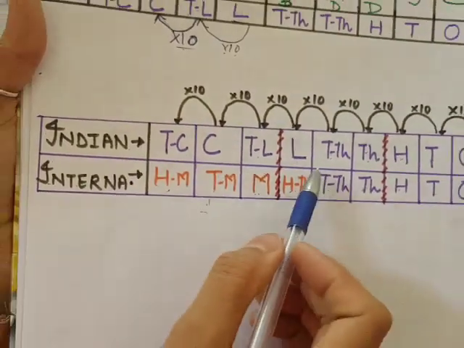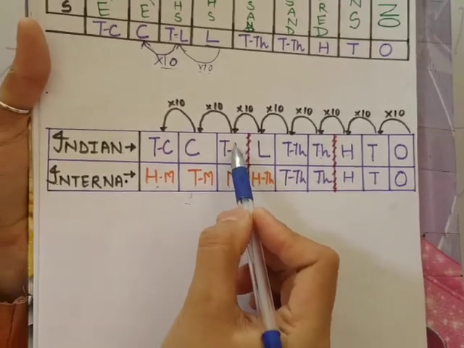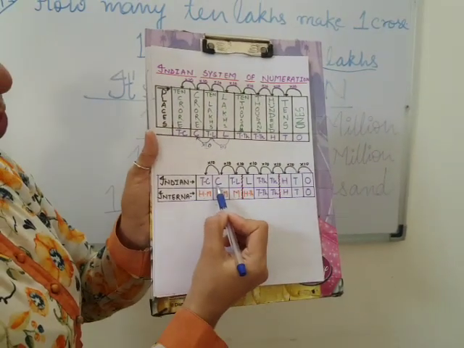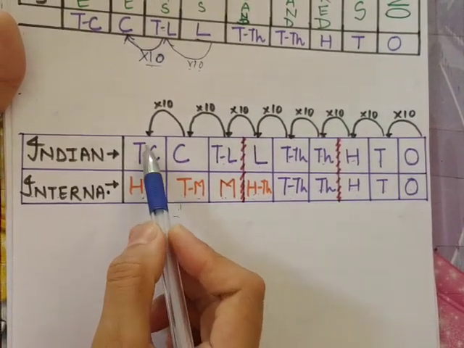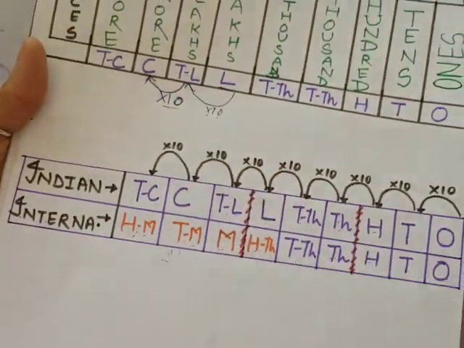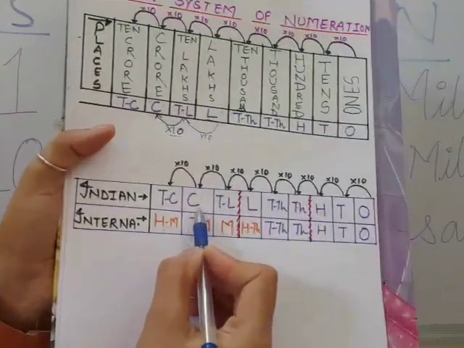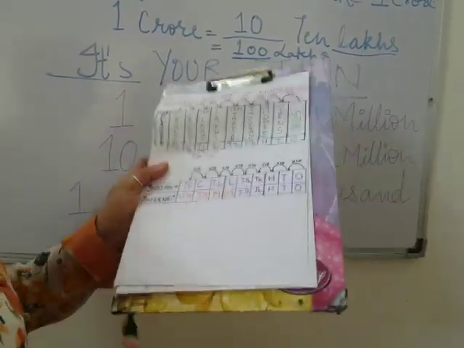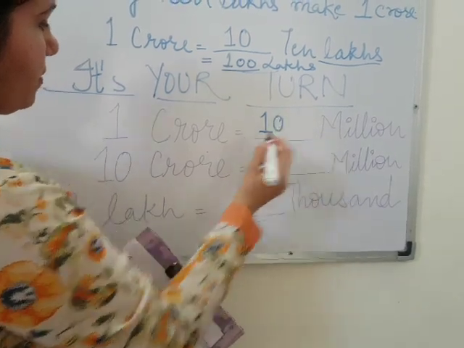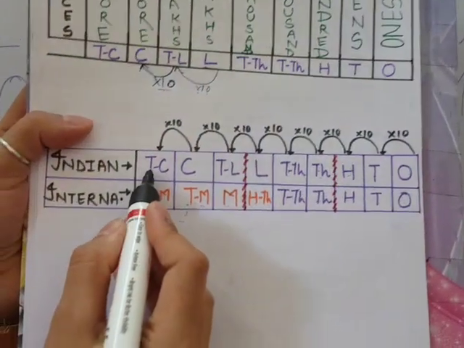From these two tables we can see that 1 lakh equals 100,000, 10 lakhs equals 1 million, and 1 crore equals 10 million. So the answer is 10 million. Our next question is: 10 crore equals how many million? So 10 crore equals 100 million.